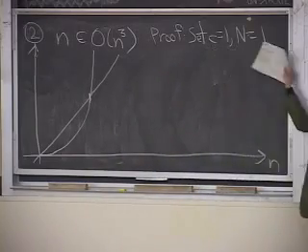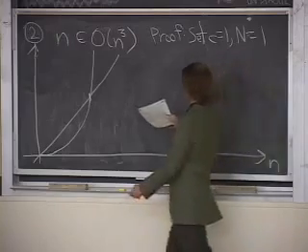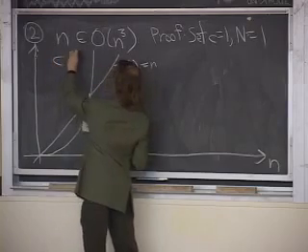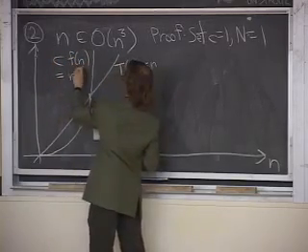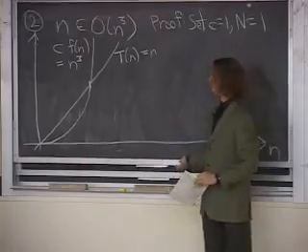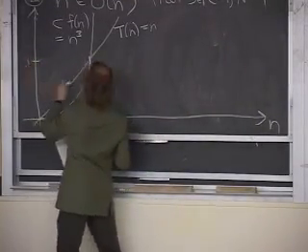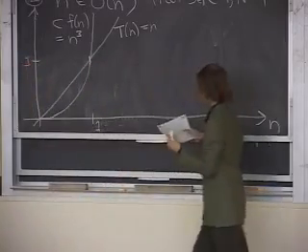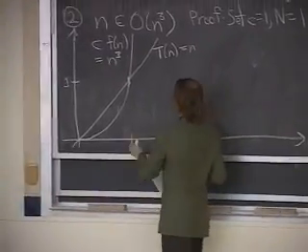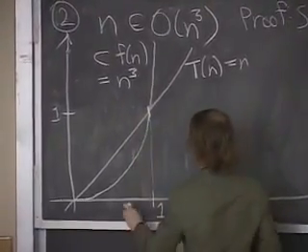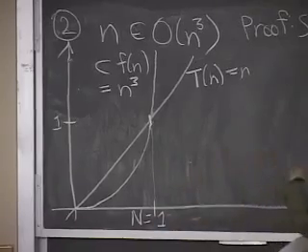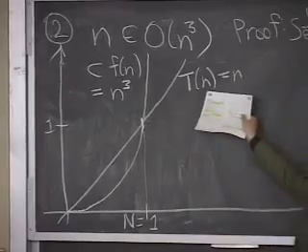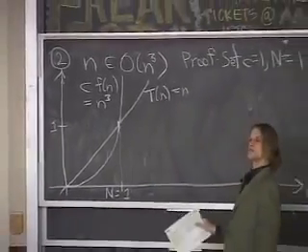And for this particular choice, where my functions are just T(n) equals n, and c times f(n) is equal to n cubed, just the simplest versions of these functions, the crossover point happens at 1, at which point the functions are 1. And so that's where I'm going to sit my vertical bar and say big N equals 1. And everywhere to the right of that vertical bar, T(n) is less than or equal to c times f(n), as promised.